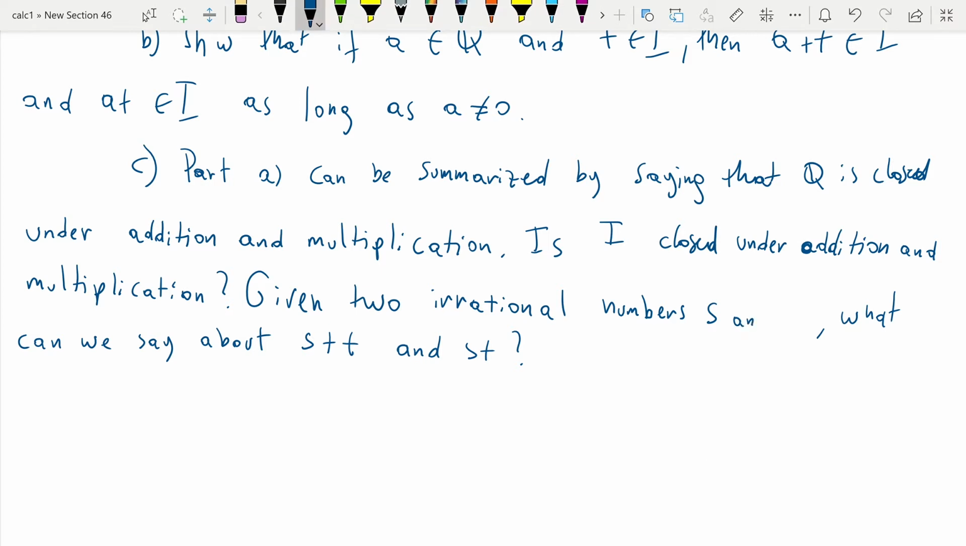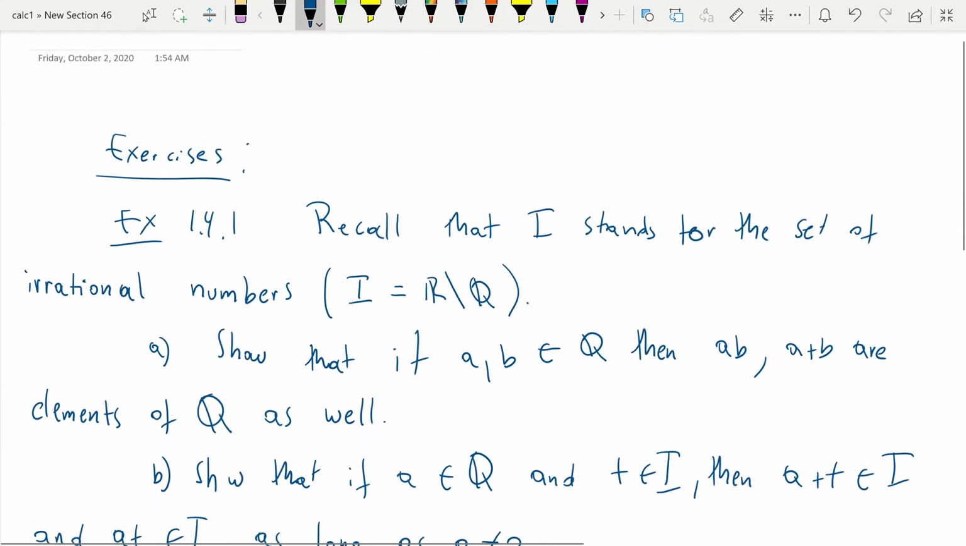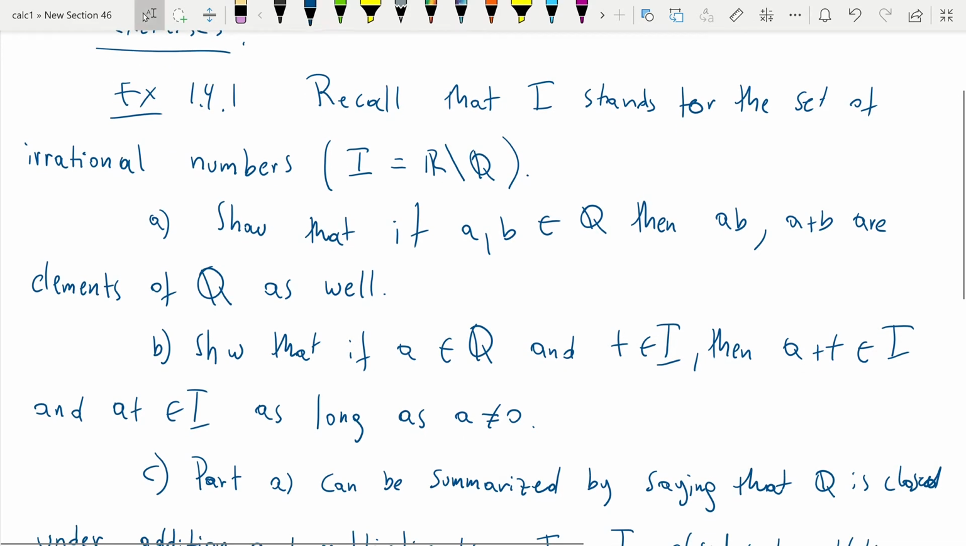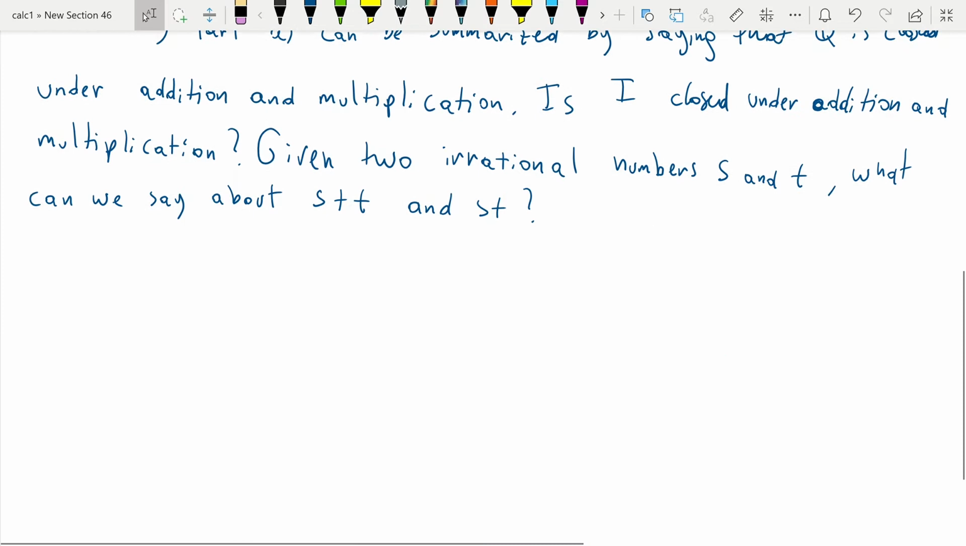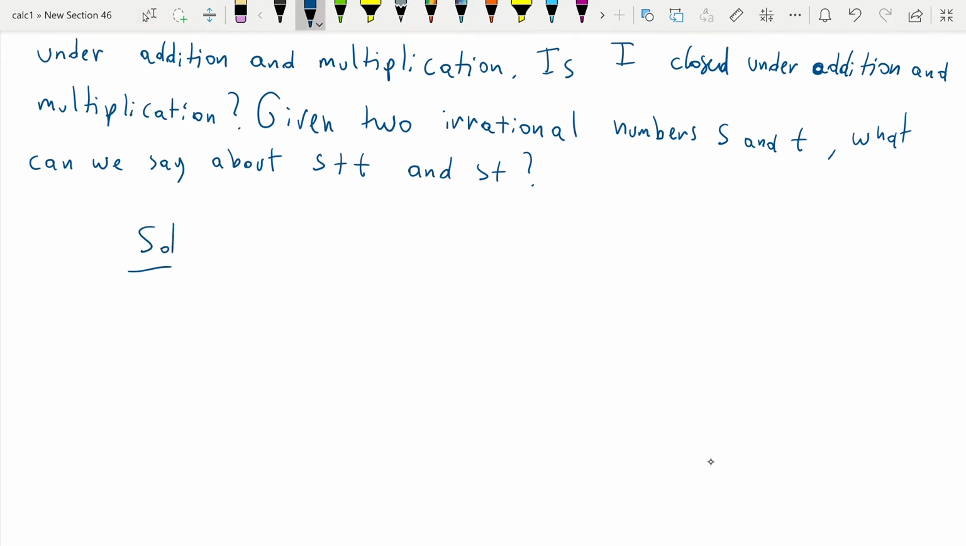Okay, so these are the questions for this exercise. There are 3 questions for exercise 1.4.1. So, let's try to come up with the solutions together. I know you are probably watching this sometime, hopefully Monday or Tuesday. But what is the correct way of thinking about this?